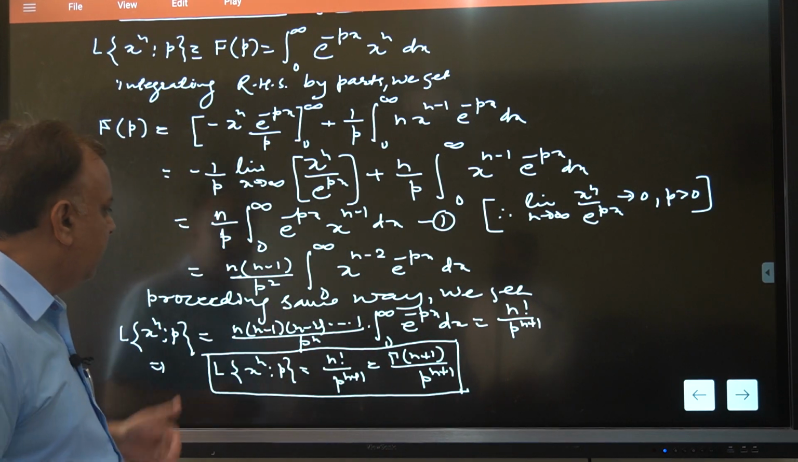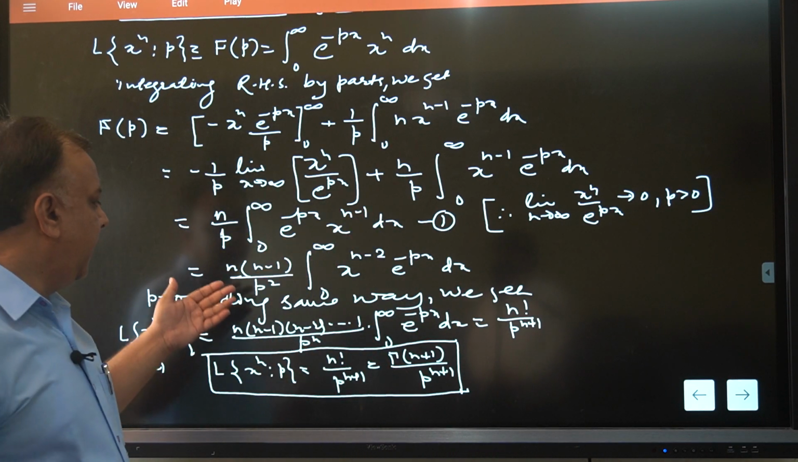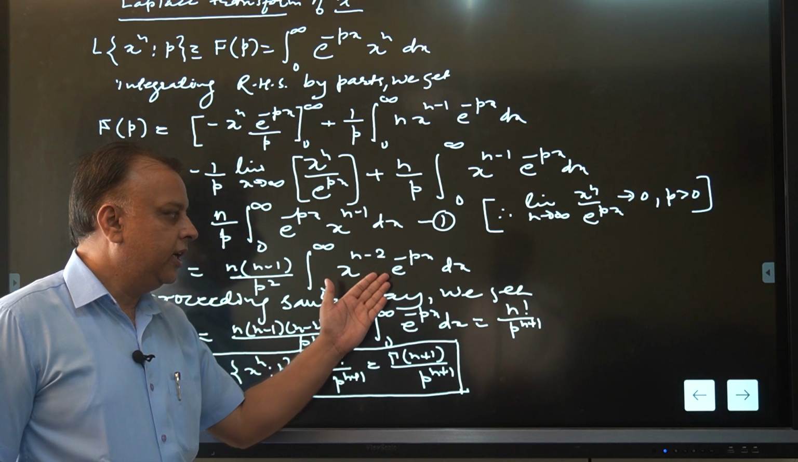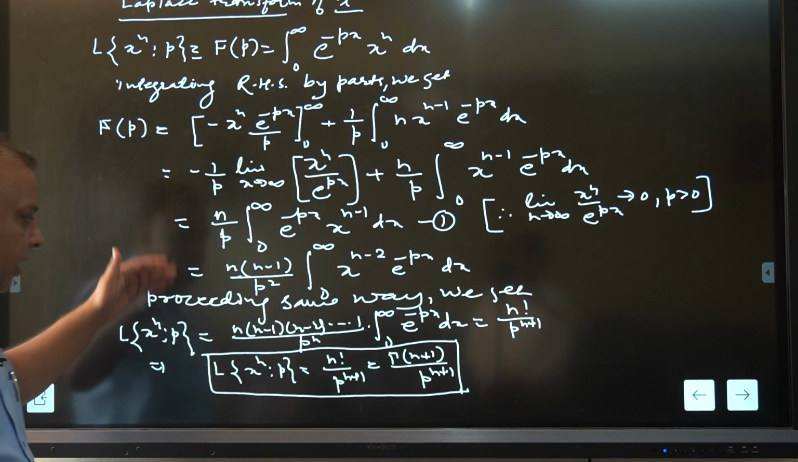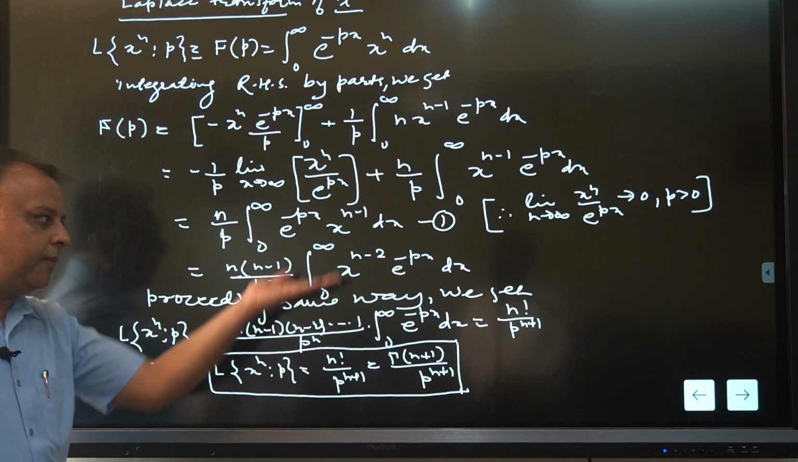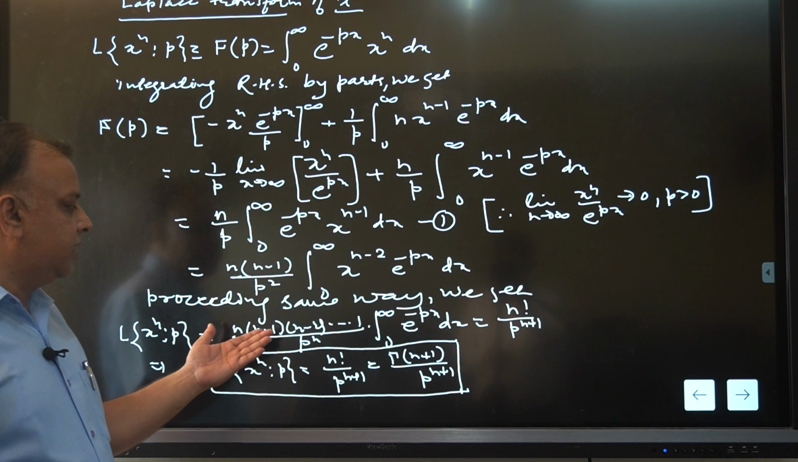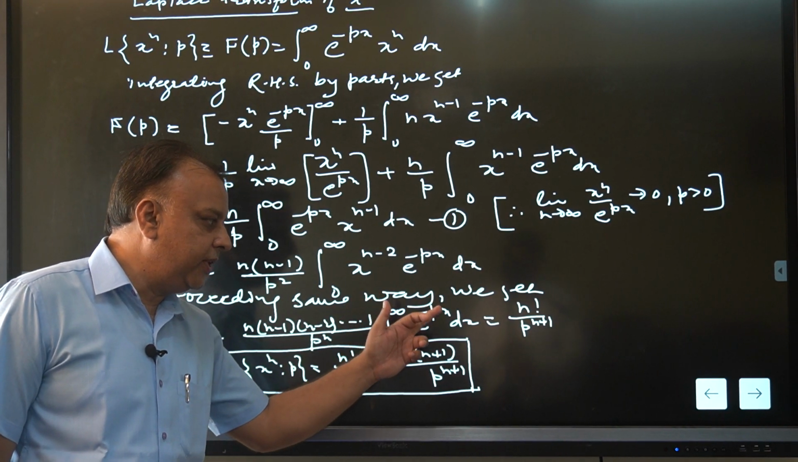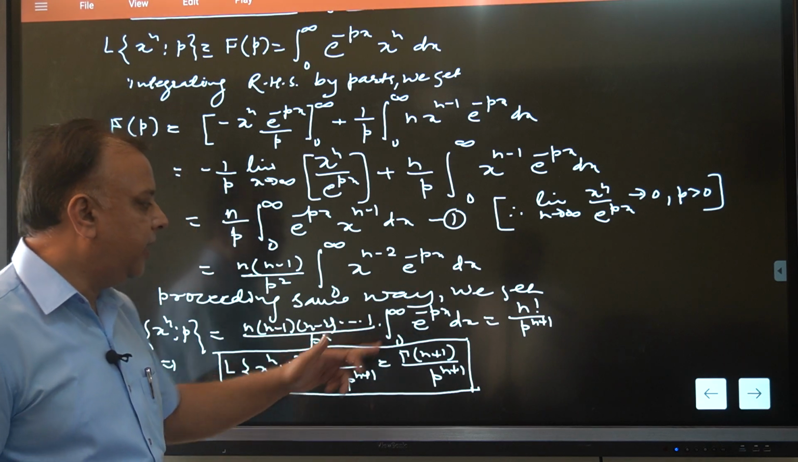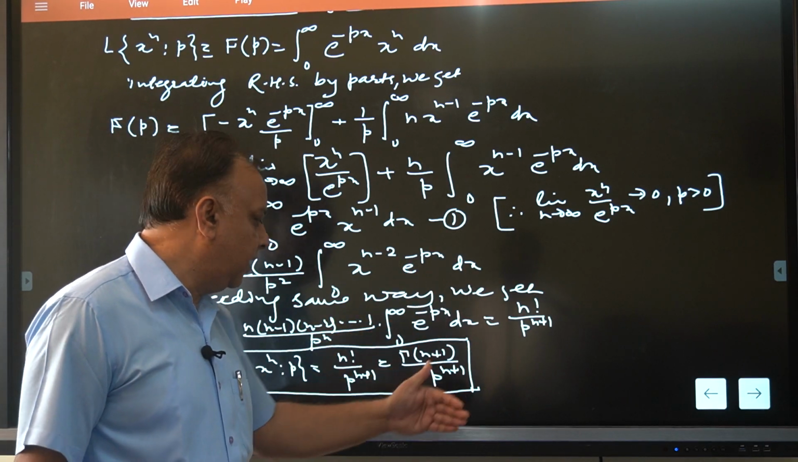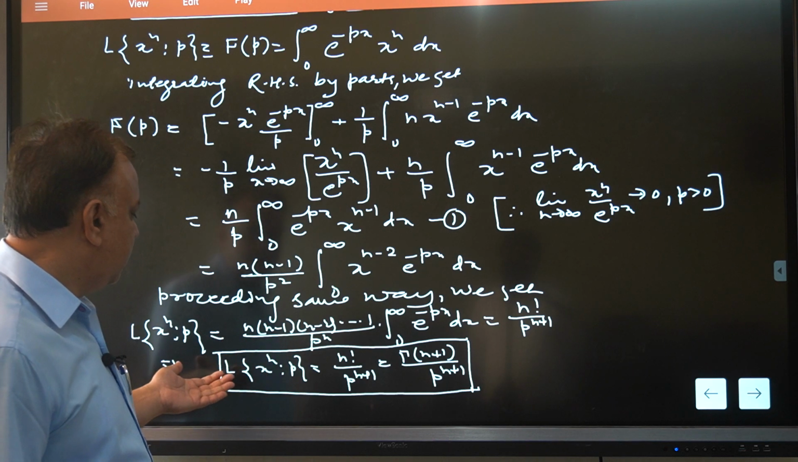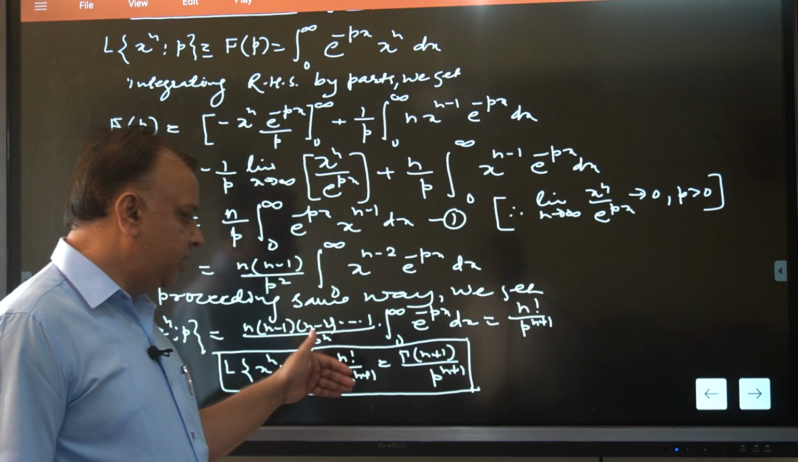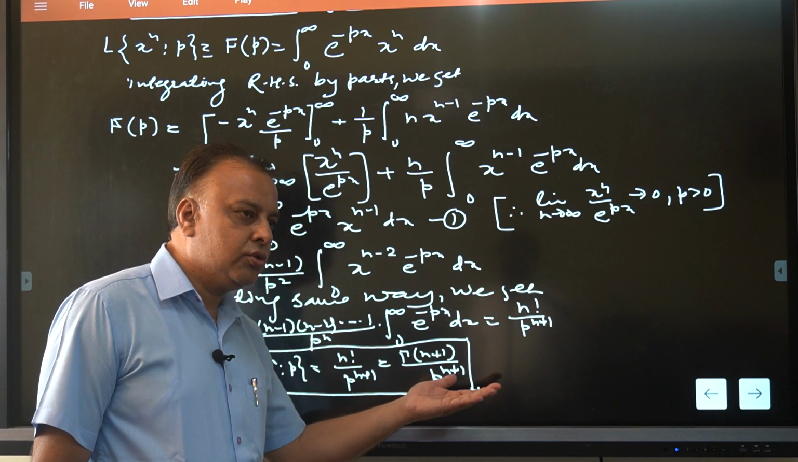If we integrate again, using this again, we get n into n minus 1 upon p square integral 0 to infinity x raised to n minus 2 e raised to minus px dx. Similarly, proceeding in the same way, if we integrate n times, we get n into n minus 1, n minus 2, up to 1 upon p raised to n, integral 0 to infinity e raised to minus px dx. If we integrate e raised to minus px from 0 to infinity, it is equal to 1 upon p. So we get factorial n upon p raised to n plus 1, which is gamma n plus 1 upon p raised to n plus 1.